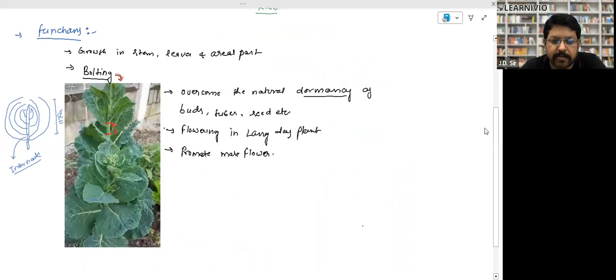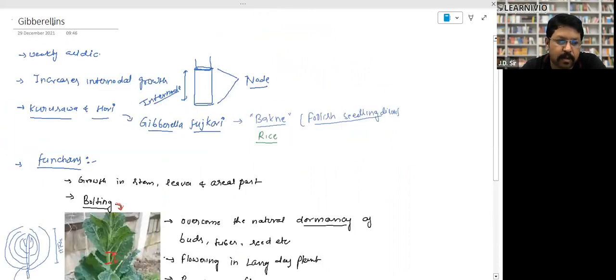Now the function of gibberellin. Gibberellin is another hormone. The property of gibberellin is that it is weakly acidic. The function is that it increases the internodal growth. So these are the nodes, like the node of bamboo, node of sugarcane, right? So this is the internode. This part is called internode. So it is responsible for increasing the internodal growth, right?